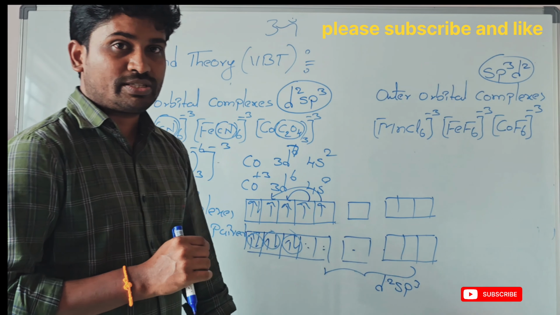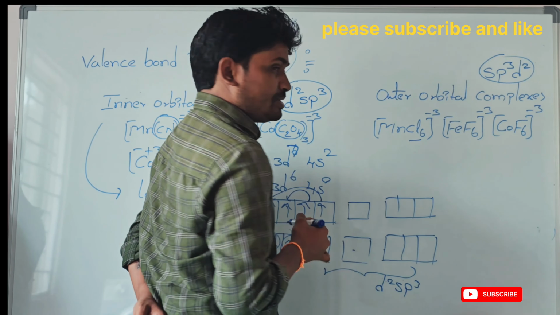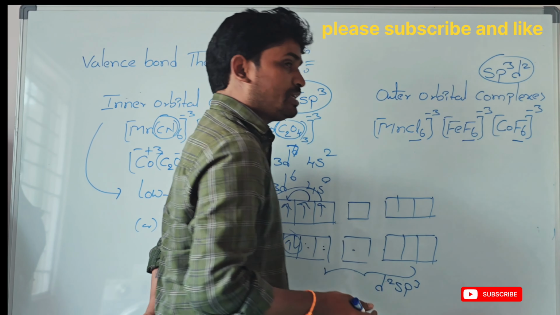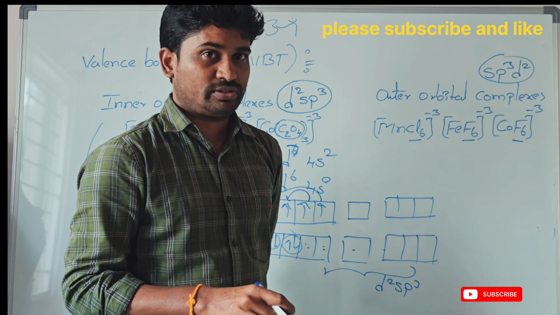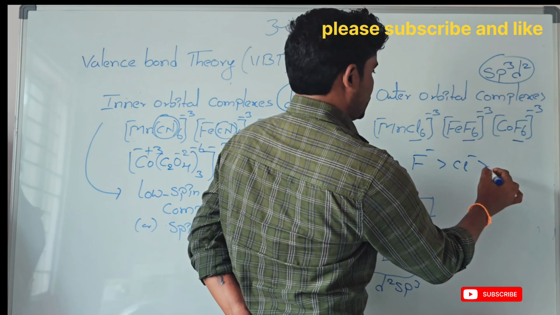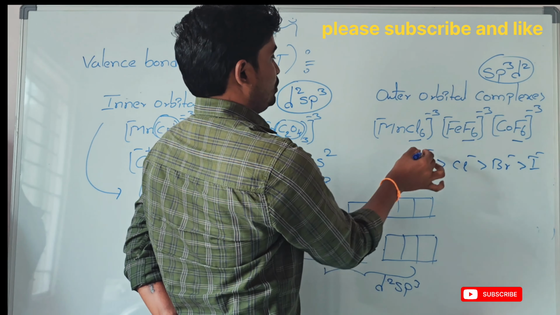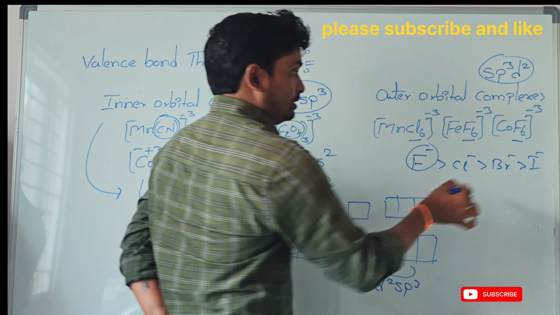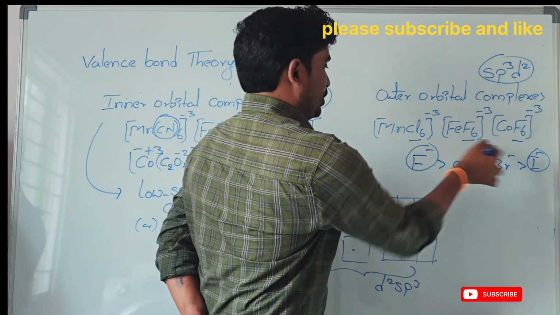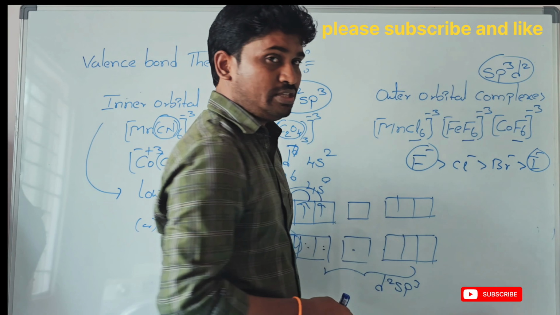Next, outer orbital complexes are observed here. Which ligands are present here? Cl ligand and fluorine ligand. Basically halogens are weak ligands. Remember this. Among the halogens, which is the more electronegative element? F minus, Cl minus, Br minus, I minus. From a comparison point of view, F minus is a strong ligand and I minus is the weak ligand. But basically halogens are weak ligands. Compared to iodine, fluoride is a strong ligand. Compared to chlorine, fluorine is a strong ligand.